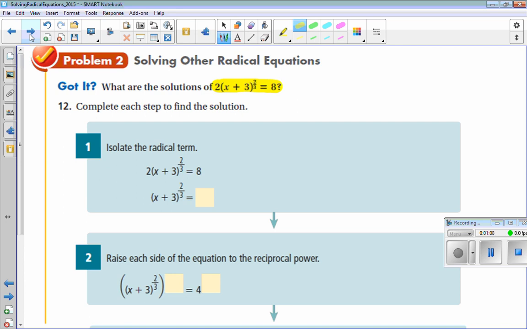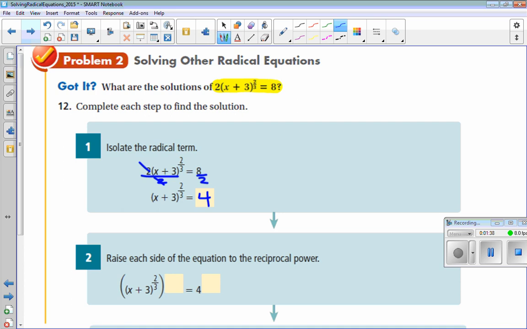Well, it currently is being multiplied, so I don't want to multiply. I want to undo that. So what am I going to do instead? I'm going to divide. The opposite of multiply is divide. So I'm literally going to divide both sides of my equal sign by 2. And when I do that, on the left-hand side, they cancel. And on the right-hand side, we have a what? A 4. Good.